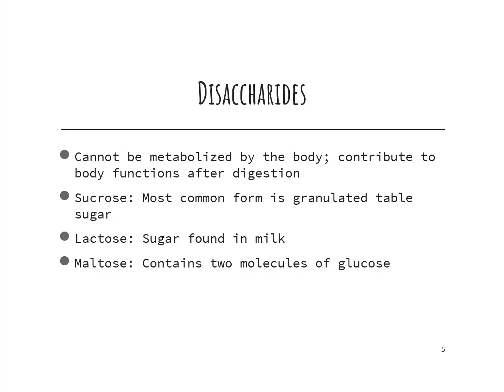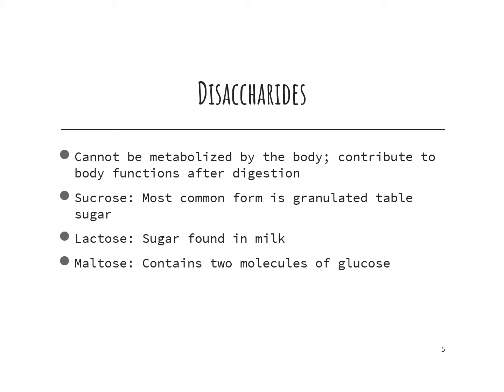Okay, so disaccharides, when they are intact, cannot be metabolized by the body, but they do contribute to body functions after digestion, which we talked about in chapter 2. Monosaccharides are absorbed from the gastrointestinal tract without any further issues, but disaccharides and polysaccharides have to be broken down before they can be absorbed. The first up is sucrose. The most common form of sucrose is table sugar. That's the combination of glucose and fructose.